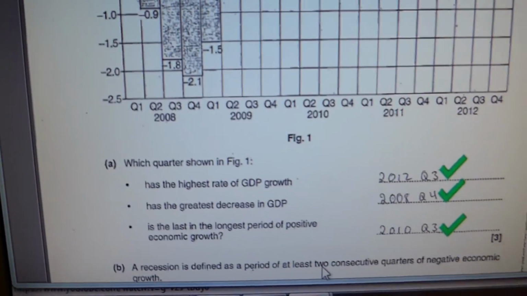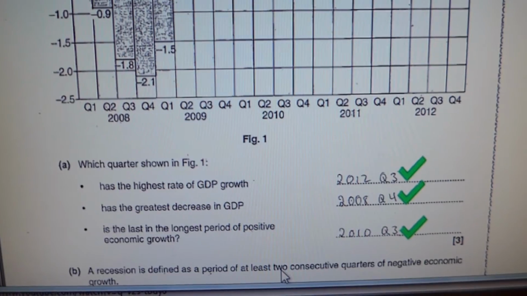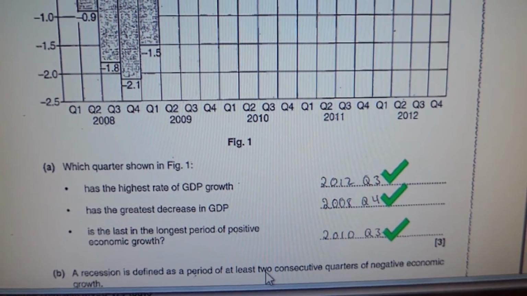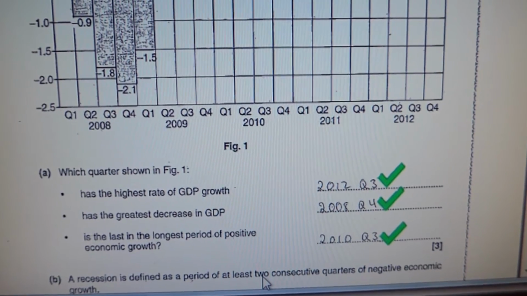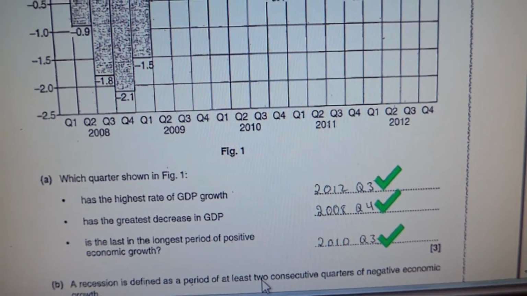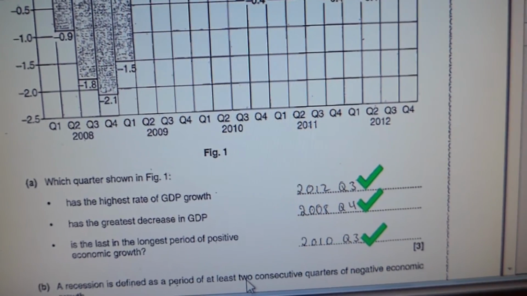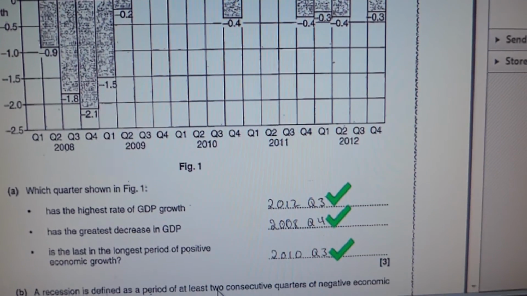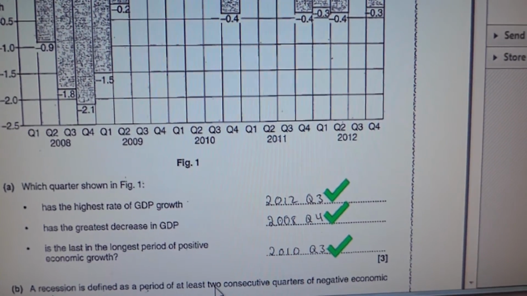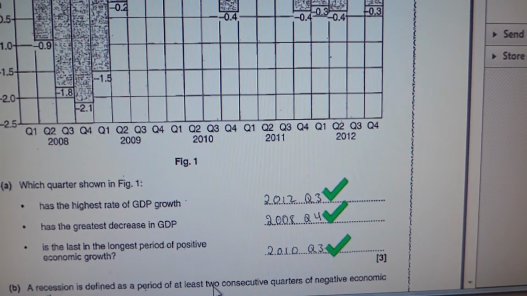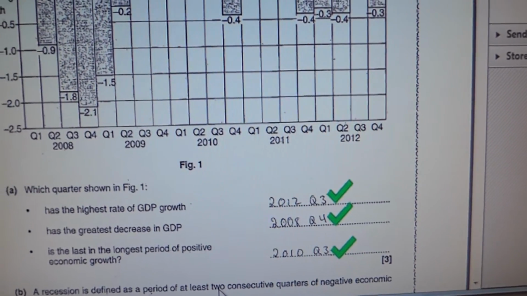Question 1 says: which quarter shown in figure 1 has the highest GDP growth, has the greatest decrease in GDP, and is the last in the longest period of positive economic growth. So you just read those from the chart. 1 is 2012 quarter 3, 2 is 2008 quarter 4, and 3 is 2010 quarter 3.